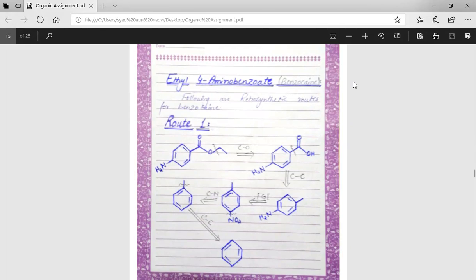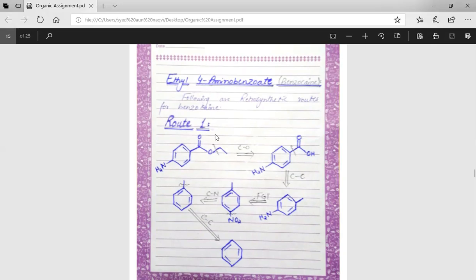Benzocaine is an ester that is a local anesthetic, commonly used as a topical pain reliever or in cough drops. So it is also a medical-based product. The retrosynthetic analysis will provide different routes for our benzocaine.